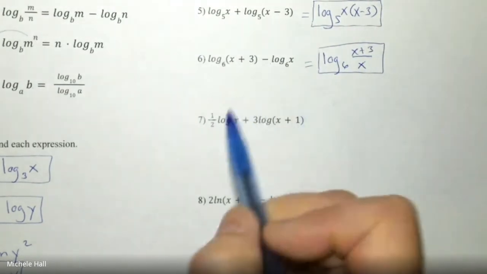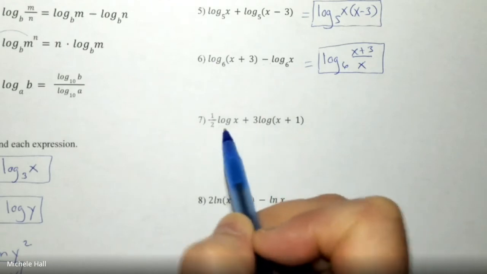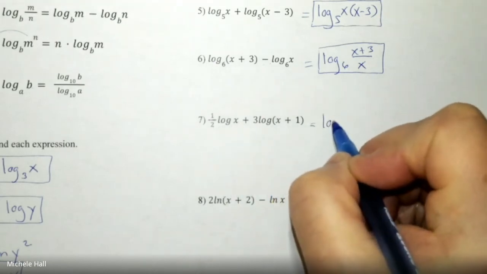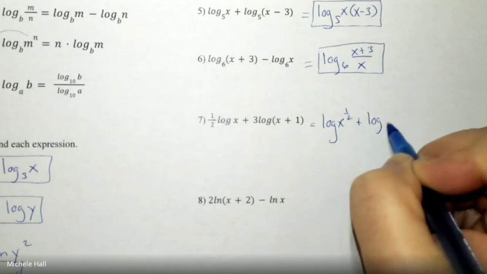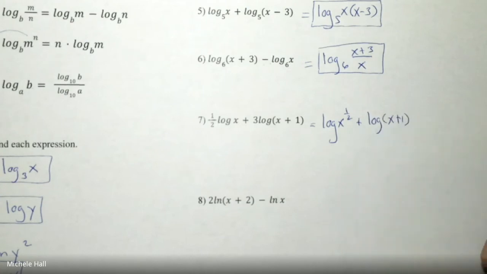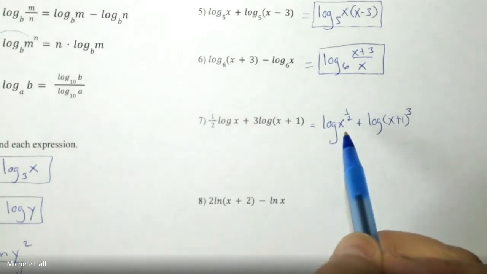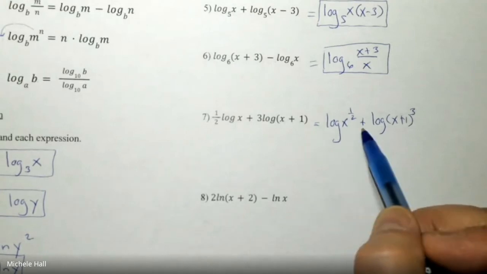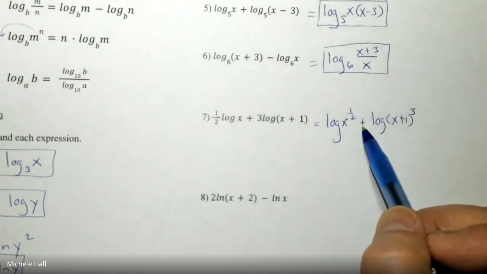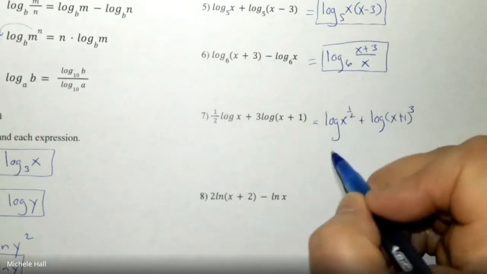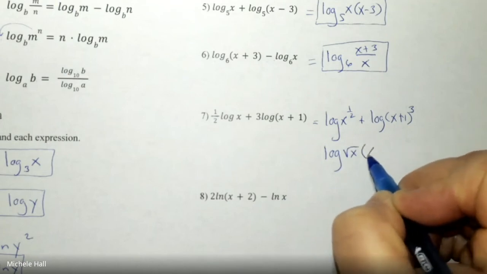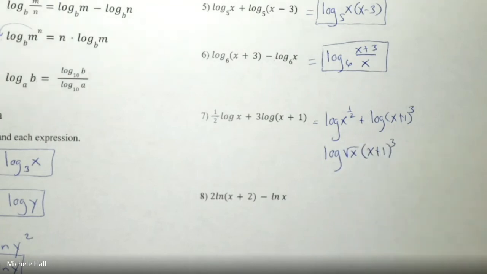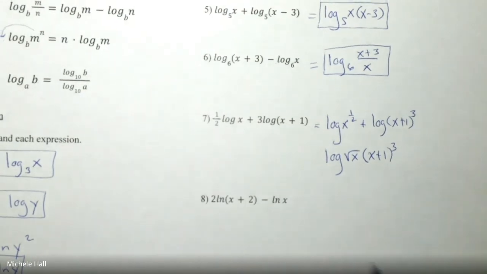Looking at example 7, I do see that there is a number out front. So the power rule would come first. We would have log x to the 1/2 plus log x plus 1, parentheses make a big deal, to the third power. X to the 1/2 is just a square root. I have addition. I'm going to do those at the same time. Convert this one and use the product property going back together. We have log of the square root of x times x plus 1 cubed. They are back together under a single log.